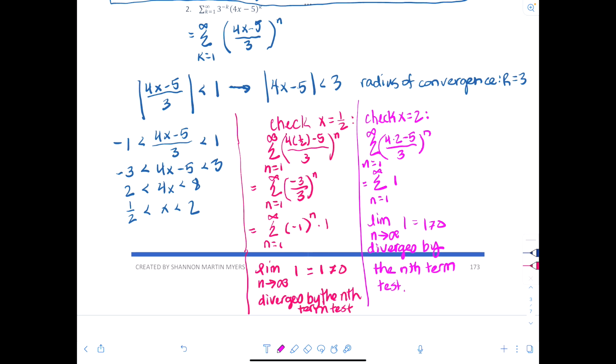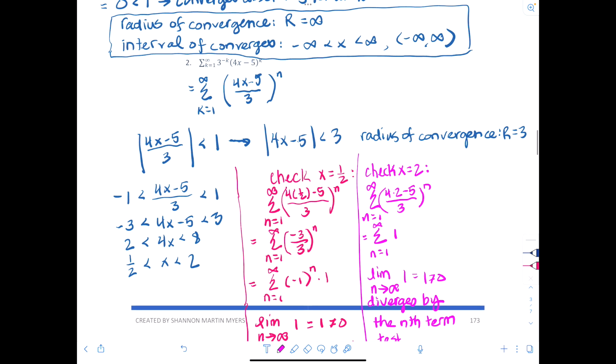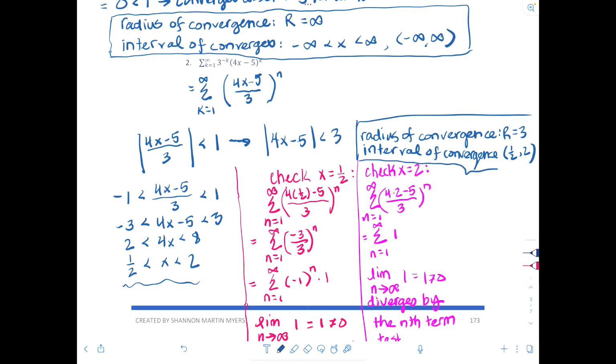So, final analysis here is that we found our radius of convergence is r equals 3, and our interval of convergence is what we found over here. And so 1/2 to 2, non-inclusive. Cool, cool? All right, perfect.